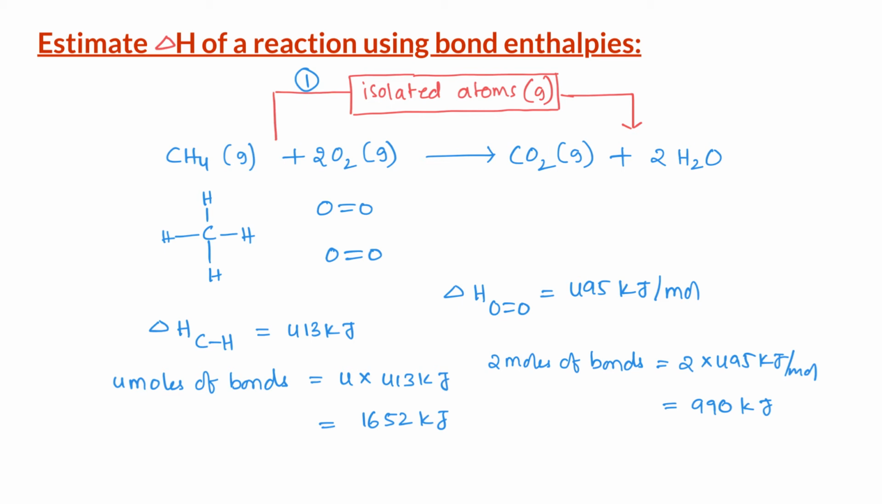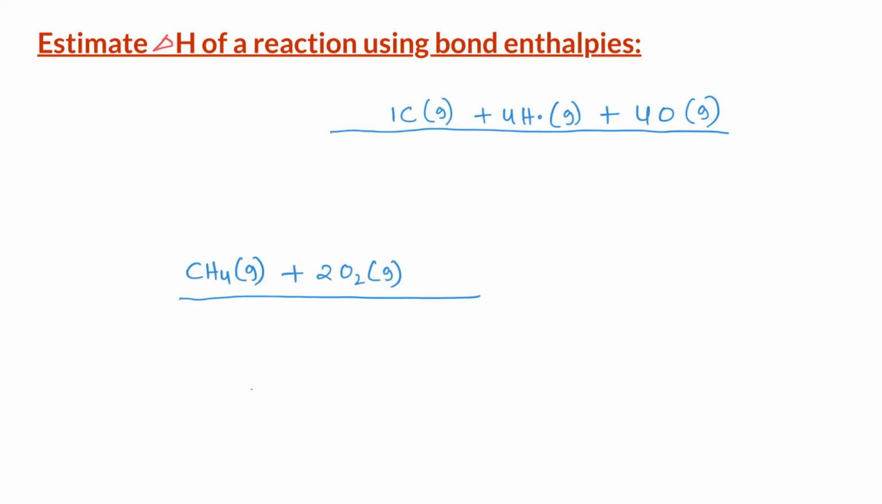So, to convert 1 mole of methane gas and 2 moles of oxygen gas into isolated atoms, it costs me 1652 plus 990 kilojoules, that is 2642 kilojoules. Therefore, we can say that the enthalpy of isolated atoms is greater than the reactants by 2642 kilojoules.